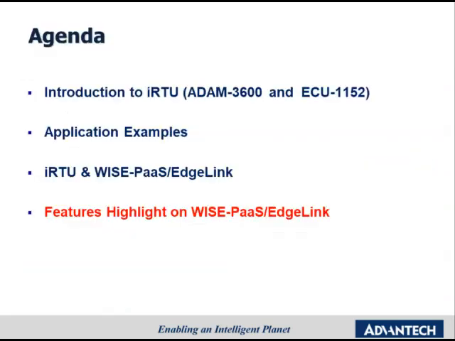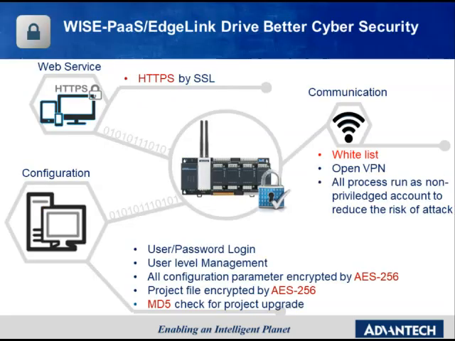The final topic is about the features supported in the new version of EdgeLink. The first feature supported in EdgeLink 2.2 is better security. In a time when more and more hackers appear, iRTU supports the web service page with HTTPS, so that even if someone uses Wireshark to capture the packets, they still cannot see the content of the Ethernet packets.